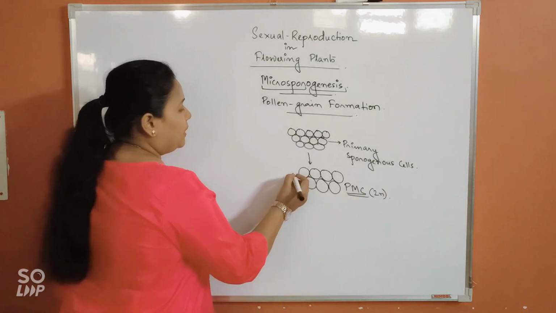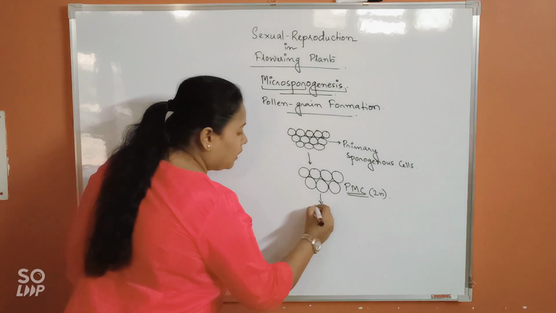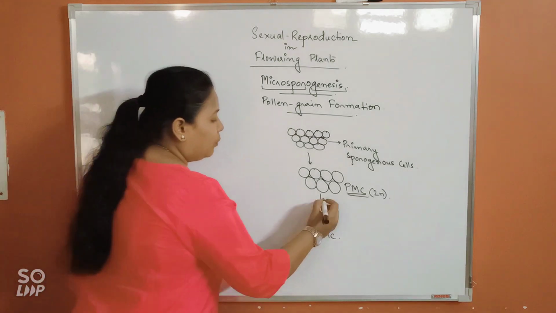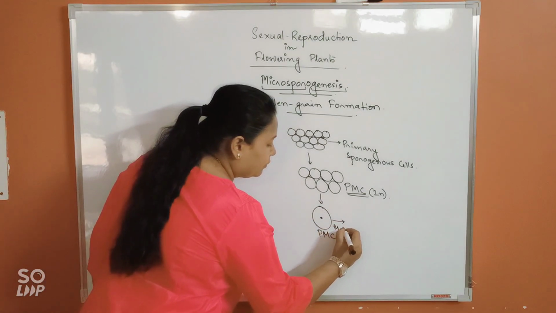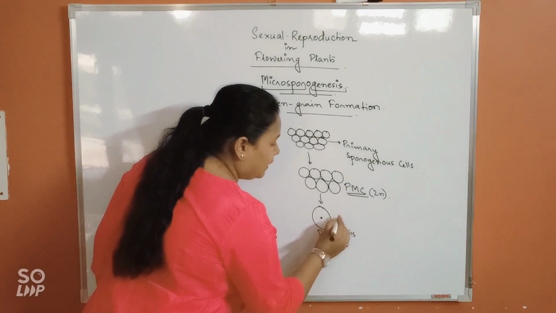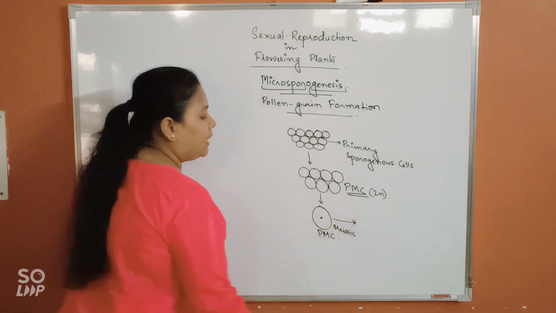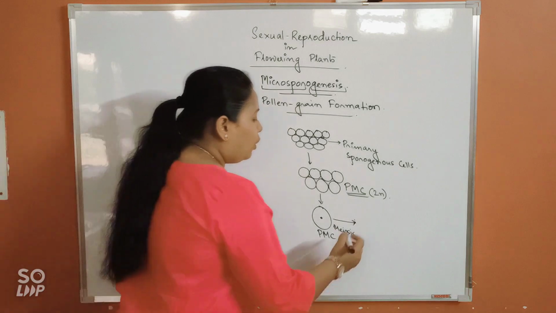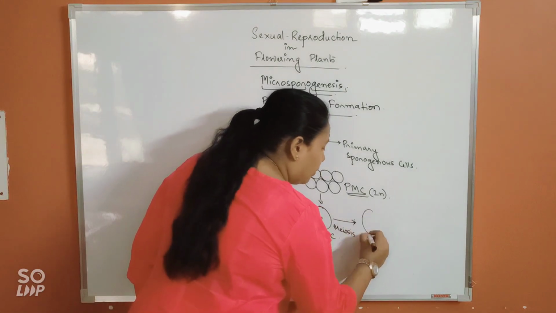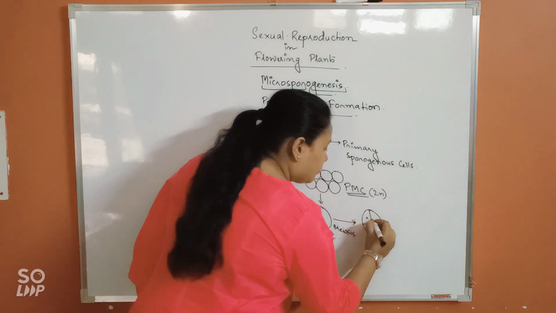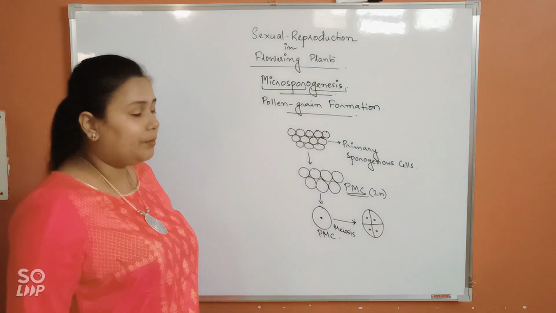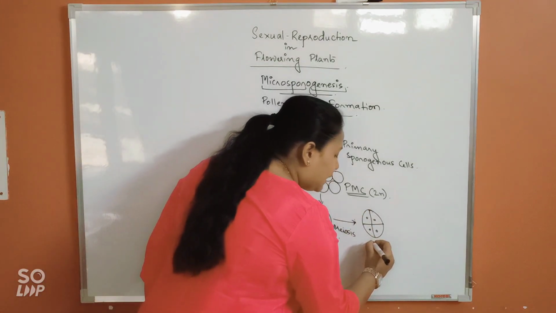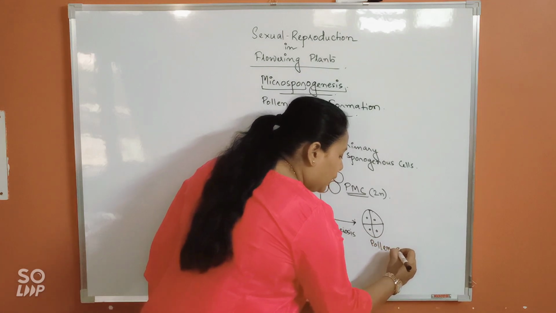Alright? So suppose I am taking into consideration a single pollen mother cell. When the single pollen mother cell undergoes meiosis, you already know from the cell division chapter that meiosis gives rise to 4 haploid daughter cells, isn't it? So 4 haploid daughter cells will be formed by meiosis in the pollen mother cell, and these 4 haploid daughter cells are nothing but the pollen grains.